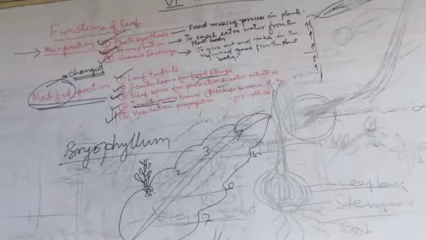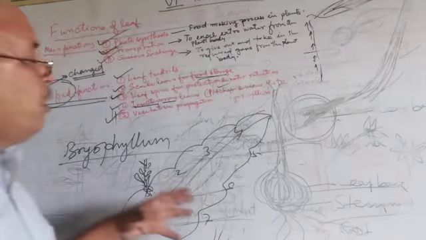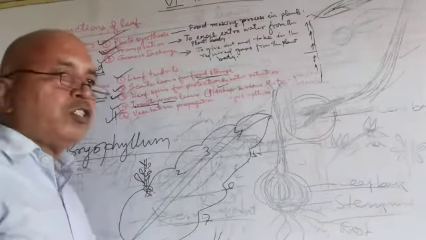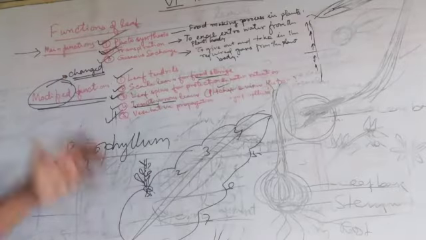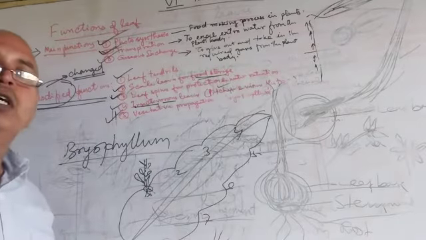Reproduction is producing their own kind. So in certain plants, the leaves modify, they change, and they give rise to new plants with their help. And this way these are the 5 different modified functions of the leaf.